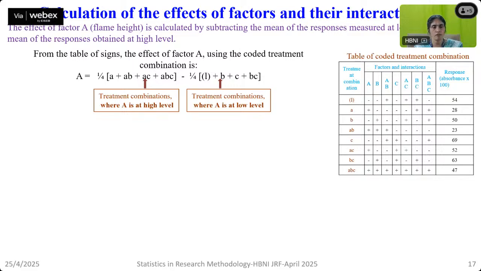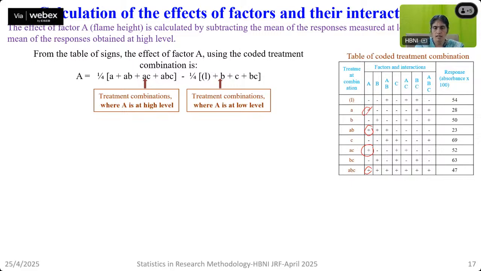For example, from the table of signs, if you want to calculate the final effect of factor A, that is the flame height, on the final absorbance values, wherever A is high, that means you see the first column, wherever the A value is high, means A is plus, you take those values, sum them, since there are 4 values, divide by 4. Wherever A is high, I will just circle them in the first column. So you can see A, AB, AC and ABC.